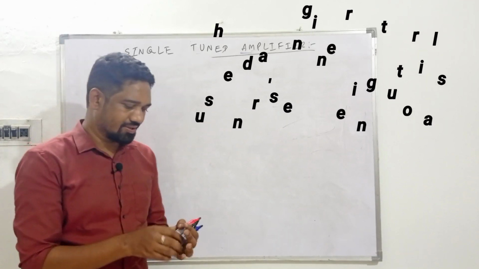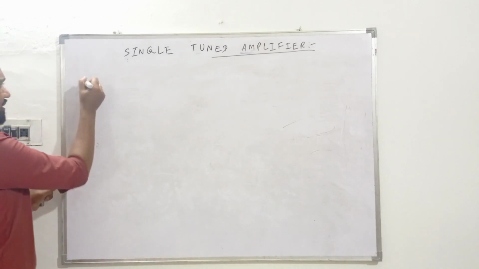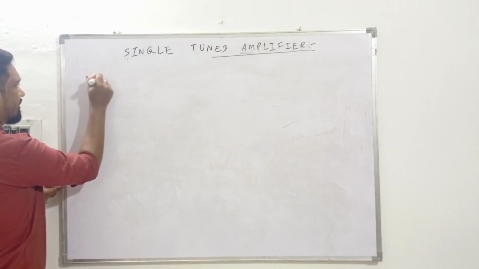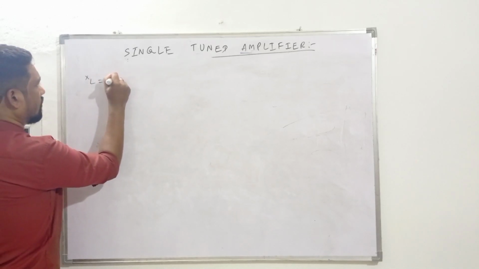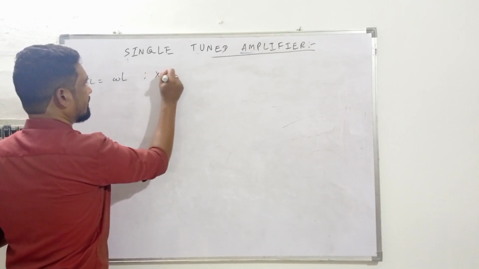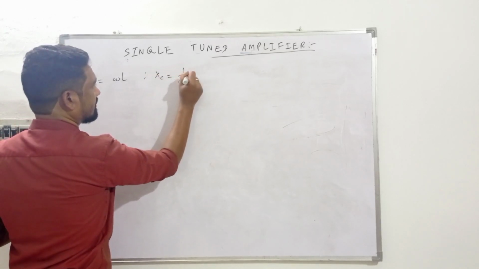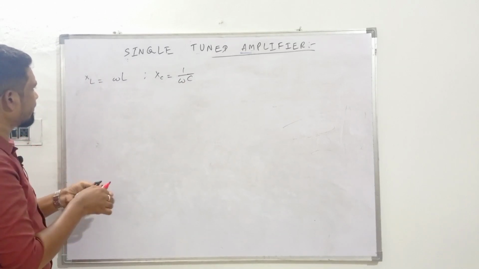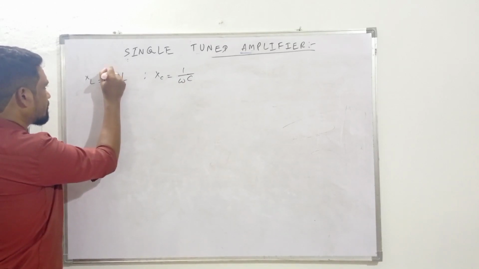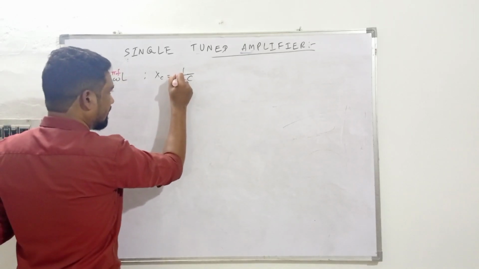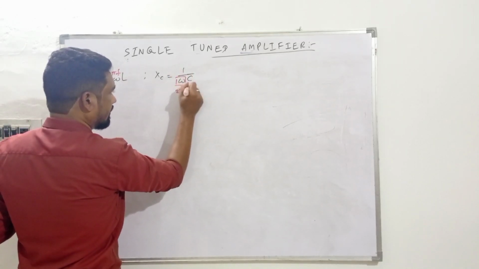And what is resonance, guys? If you have an inductor, the impedance offered by the inductor, XL, will be omega L, isn't it? And on the other hand, XC, what is XC? 1 by omega C. Watch carefully, the frequency component is over here, omega equal to 2 pi f, isn't it? And here we have that 2 pi f.